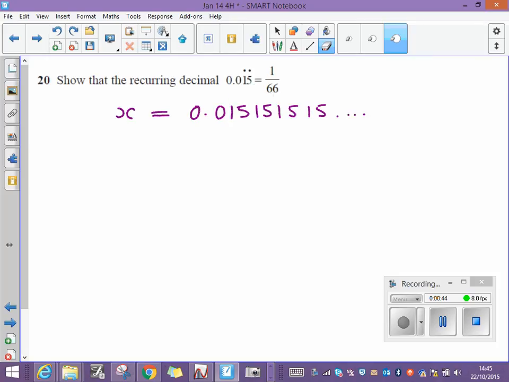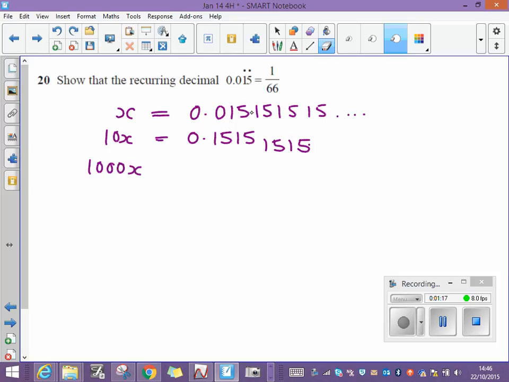Now, the secret of doing these types of questions is to get two decimal numbers where the sequence after the decimal point is exactly the same in two cases. First thing I'm going to do is multiply by 10, because I can see if I multiply by 10, that means the decimal point moves one place to the right. I'm going to get 0.15151515.